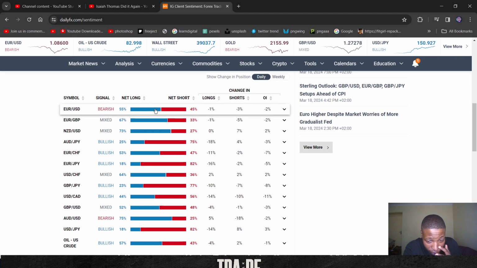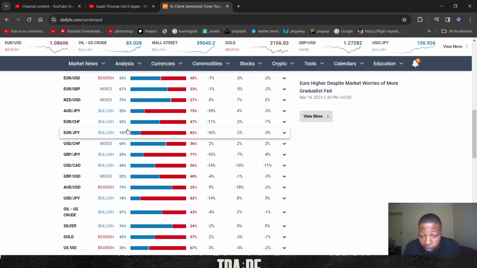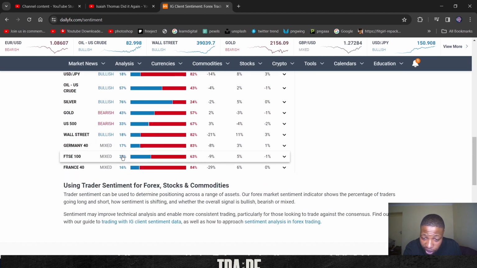You're going to look for a pair that has an overwhelming advantage on one side, the net long or the net short. So for example, like this one, you can see that only 18% of people believe that it's going to buy, and 82% believe that it's going to sell. This is a good pair to choose. Same as down here, Nasdaq, only 37% and 60% believe that it's going to sell. This is also a nice pair.